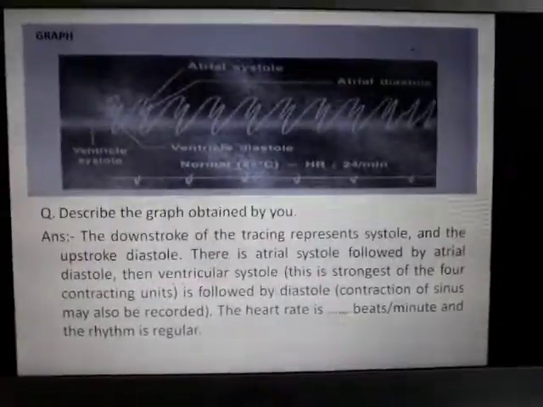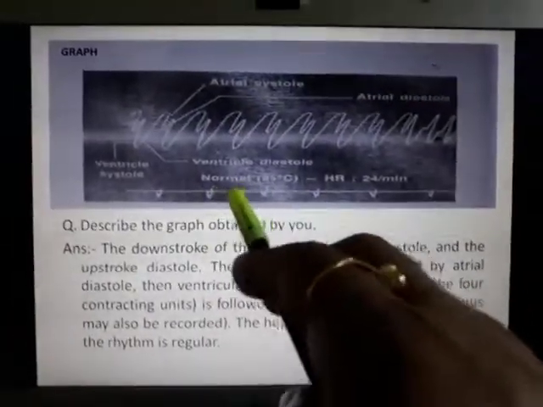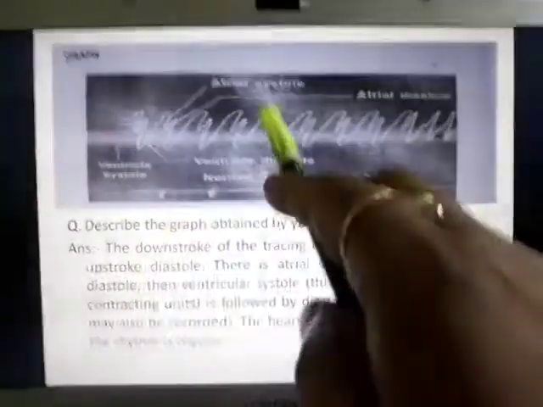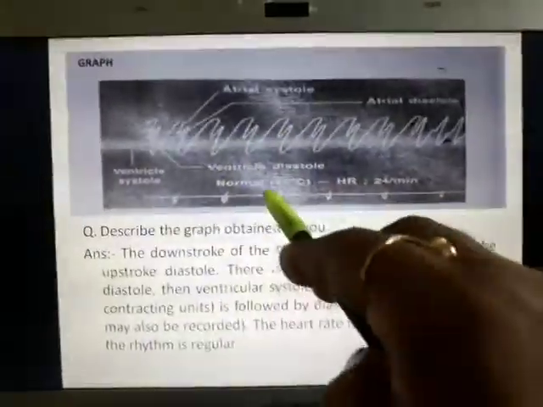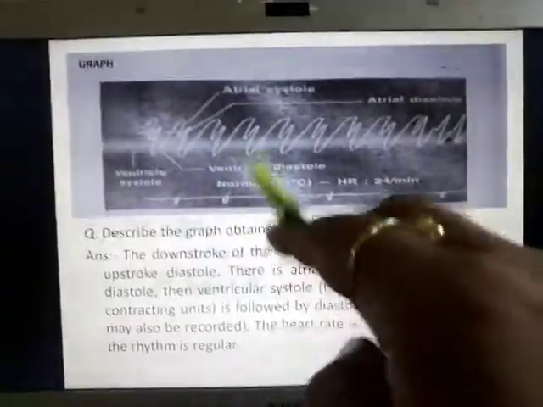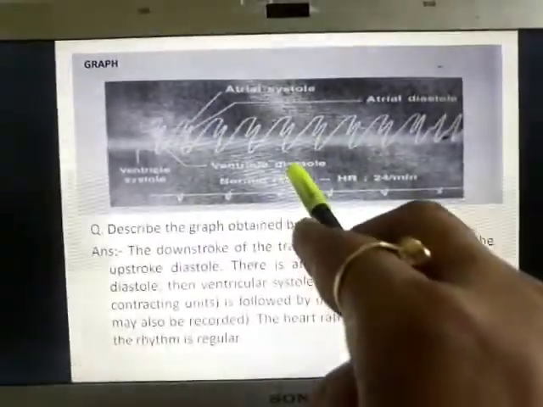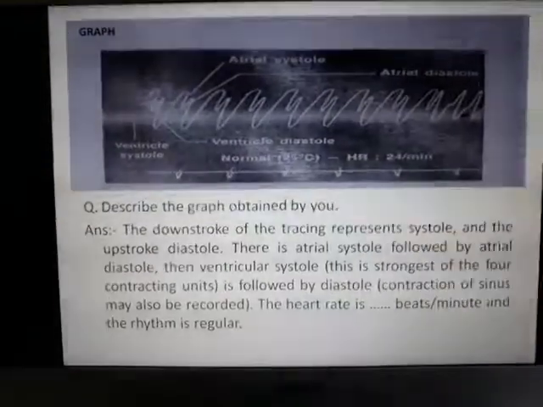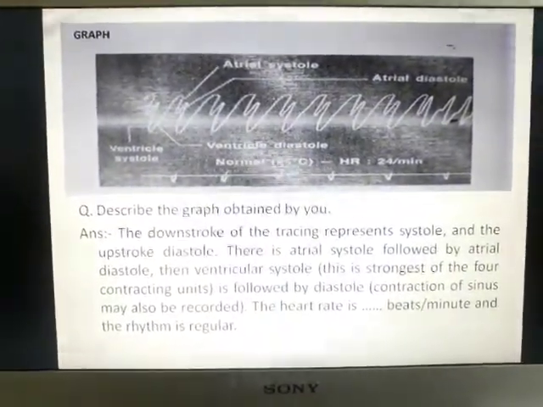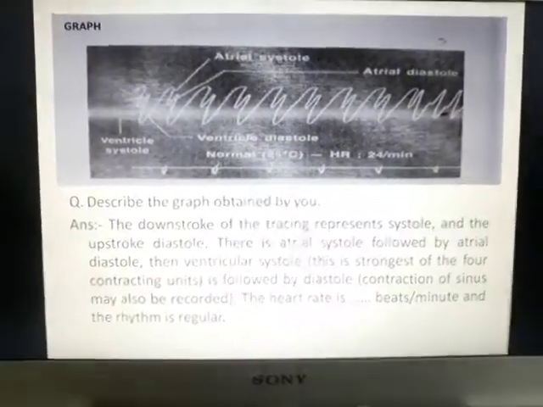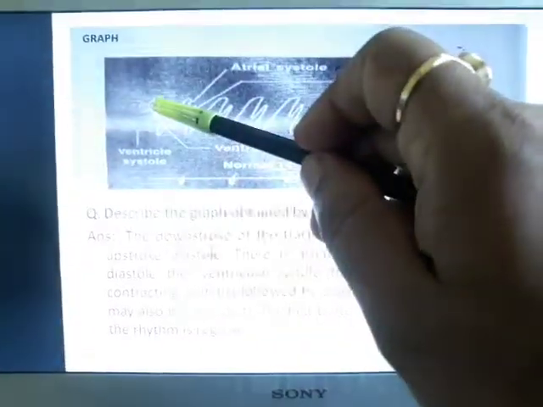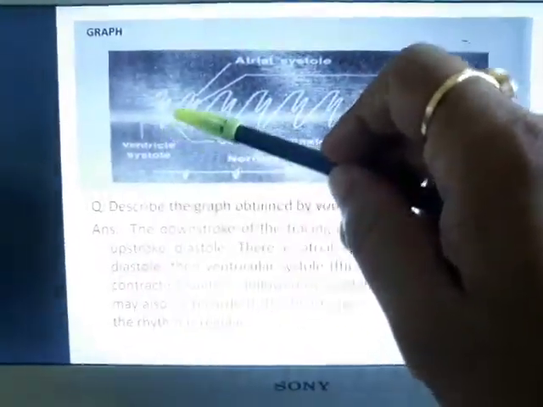If we see about the heart rate, suppose in a 5-second tracing, almost 2 peaks are there. So as we have taken 5 seconds, 5 into 12 is 60. So 2 into 12 is 24, so around 24 per minute. The heart rate ranges from around 20 to 50 beats per minute. Okay, so ventricular systole, ventricular diastole, atrial systole, atrial diastole, like that.